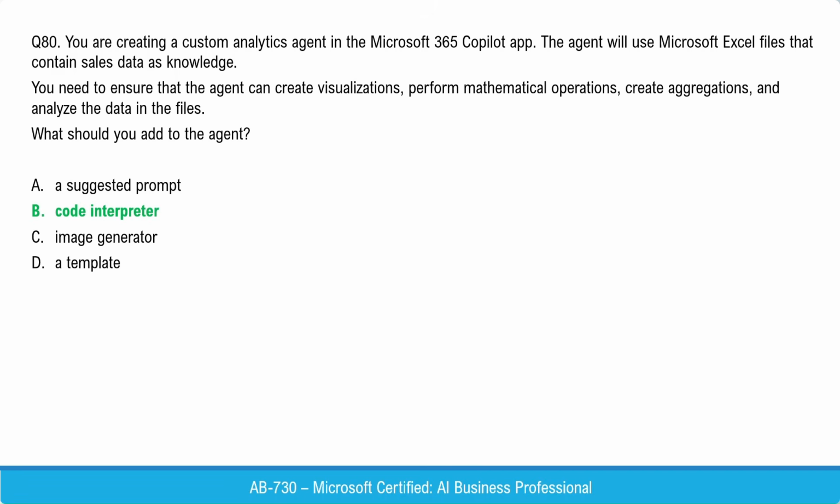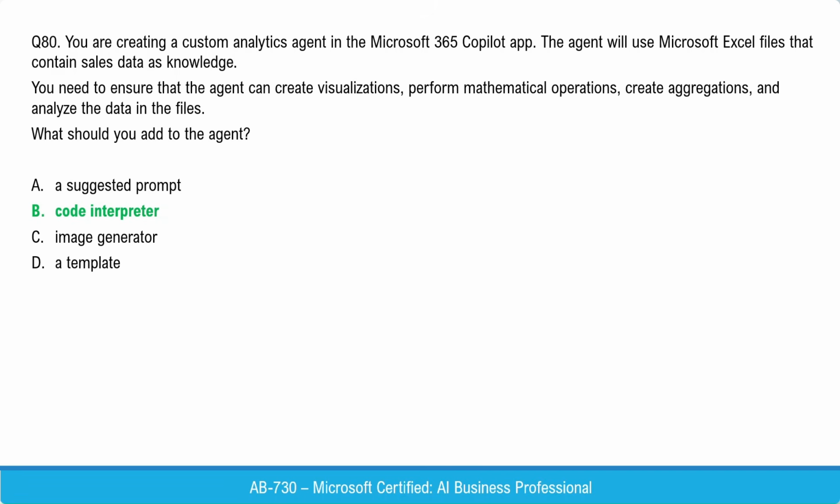Let's understand why. In this case, you are building a custom analytics agent in Copilot, and this agent needs to work with Excel files containing sales data. The requirements are very clear. The agent must be able to create visualizations, perform mathematical operations, create aggregations, and analyze the data. Now, think about what capability enables all of this. It is the ability to actually process data and run calculations. This is exactly what the code interpreter does. It allows the agent to execute code, analyze data sets, perform calculations, and even generate charts and visualizations.